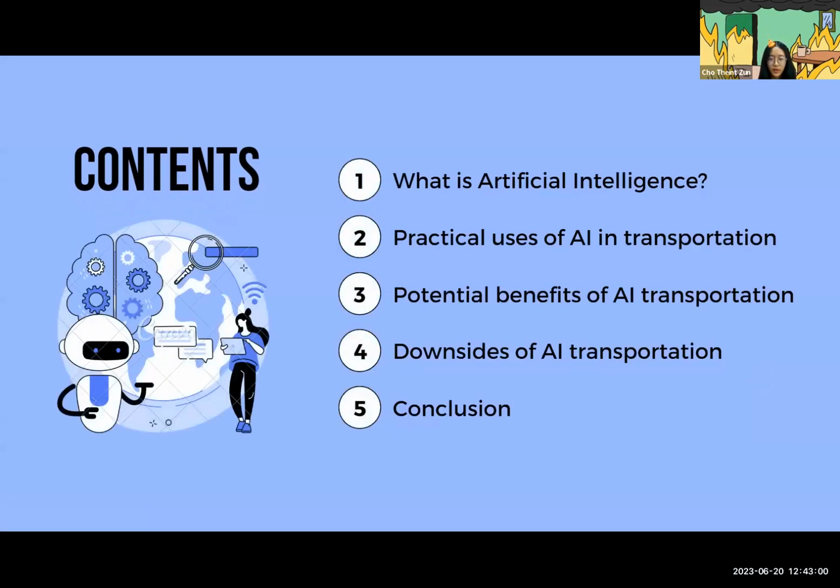In this slide, we will be focusing on the outline of the content, which embarks on what is artificial intelligence, followed by a widespread of practical uses of AI in transportation. After that, the potential benefits of AI in transportation and the downsides of it. Lastly, we have the conclusion of this entire presentation. So enjoy.